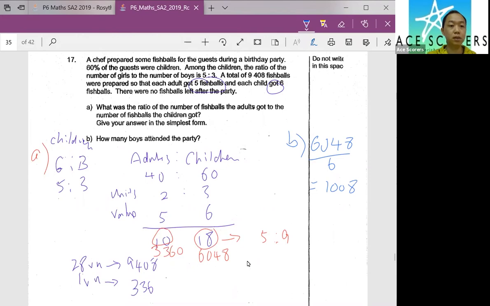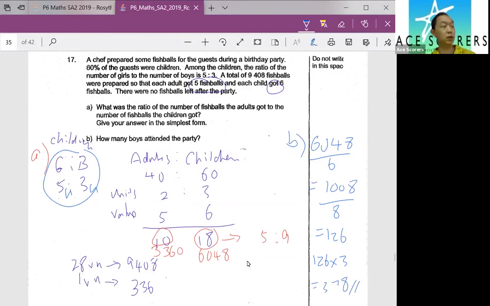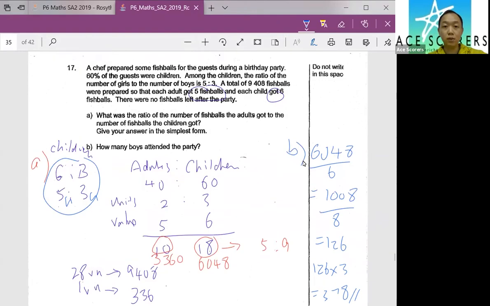So 1,008 children. Remember here, it's 5 is to 3 girls is to boys. 1,008 divided by 8 is 126. So one unit represents 126, and number of boys is 3 units. So 126 times 3 is 378 boys. Right. So this is the question from Rosyth. Yeah. Next one.